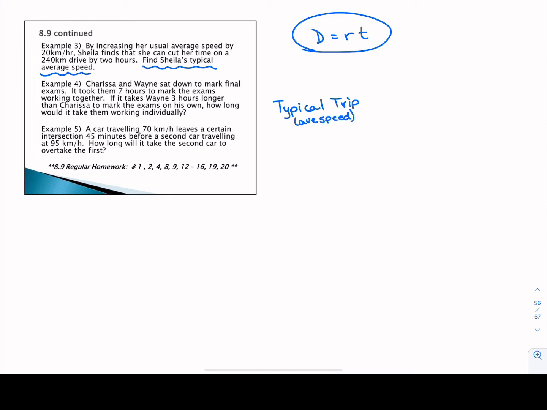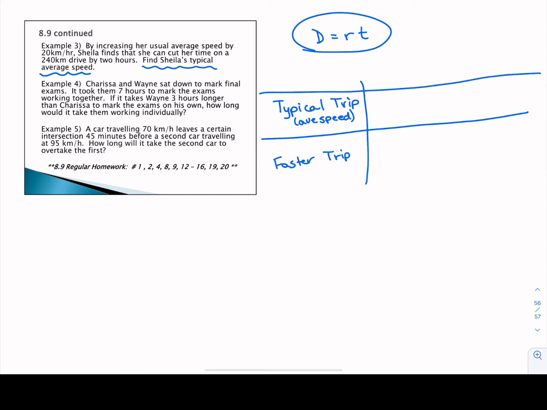But then we say if she goes faster, things change. So we can call the next trip the faster trip. And we know that in a faster trip, she's going to increase her speed. But be mindful that if you increase your speed, you decrease your time. So I'm going to have 3 columns in this chart, 1 for distance, 1 for rate, and 1 for time in each of these cases.